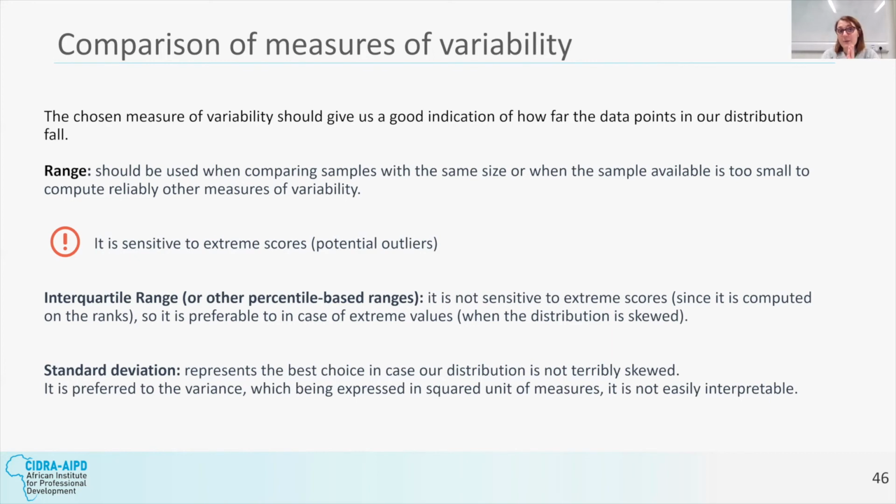While when we have a pretty symmetric distribution, so not too skewed, we can compute the standard deviation, which is also pretty straightforward to interpret. And we prefer the standard deviation to the variance because the variance is expressed in squared unit of measure, which makes the concept more difficult to actually understand, deliver and interpret.